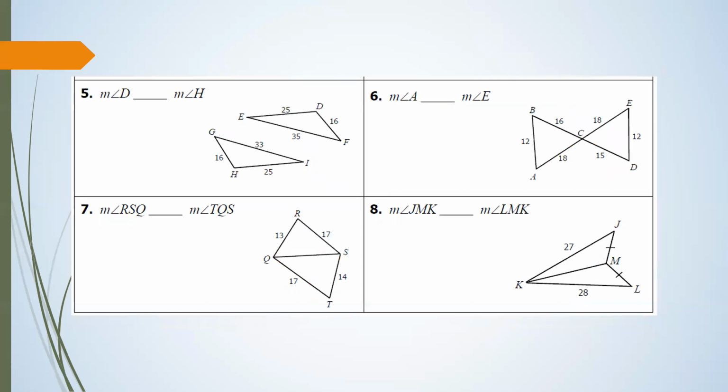Go ahead and try these. Try number 5, 6, 7, and 8 on these. Do that now. Okay, so for each of these, you needed to look at the angle and then look at the side across from it. If the side across from it was bigger, then it was the bigger angle. For number 5, you should have greater than, 6 greater than, 7 less than, and 8 less than.